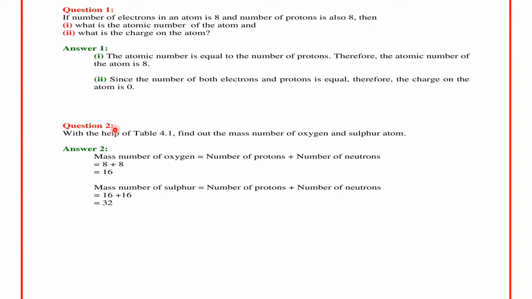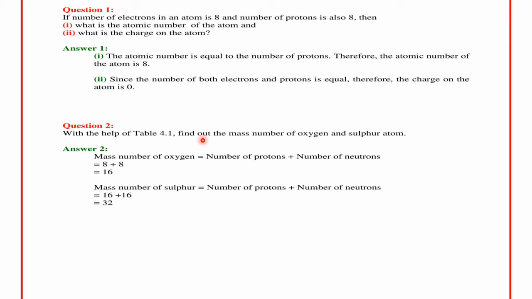Next question. With the help of Table 4.1, find out the mass number of oxygen and sulfur atoms. Table 4.1 gives the number of protons, electrons, and neutrons. That table is very big, so I have not given it here, but I will tell you what is there in it. We have to find out the mass number.